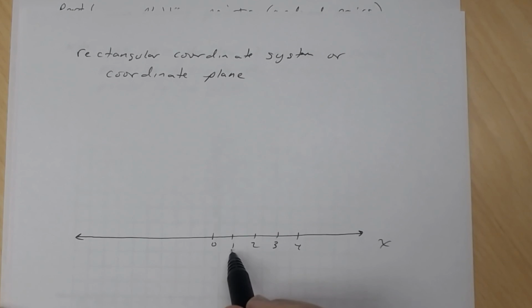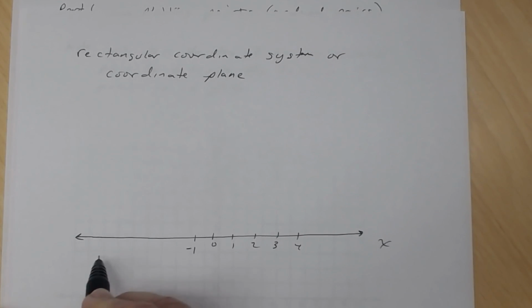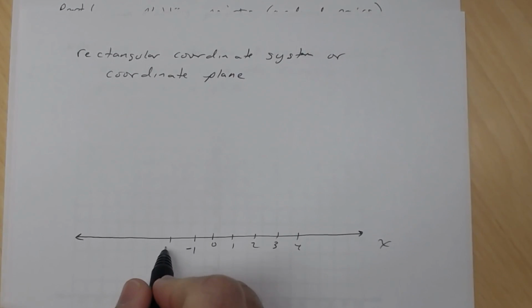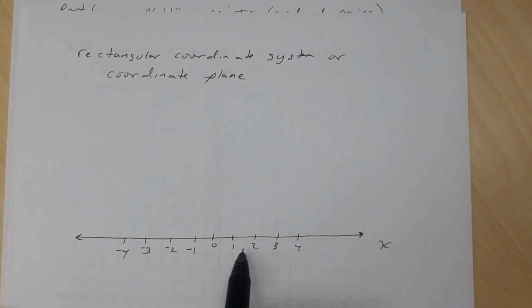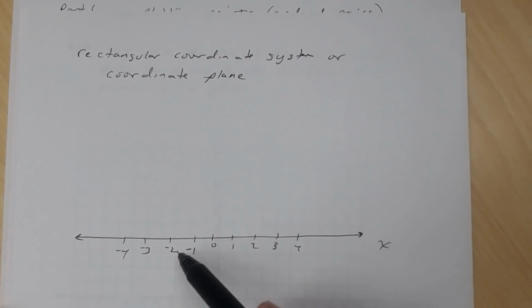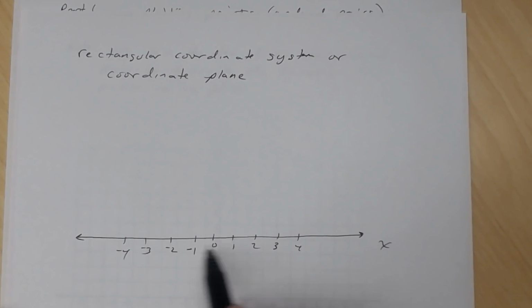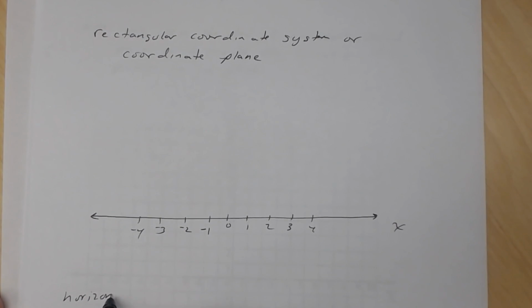But we're just labeling the whole number parts here. And then on this side, we have the negative numbers. So these represent the integers. So -2, -3, -4, and so on. Notice though, you have to make sure that the lengths between each of these numbers are the same. Otherwise, when you graph, it won't look correct. So that's the horizontal axis. The horizontal axis is called the x-axis.